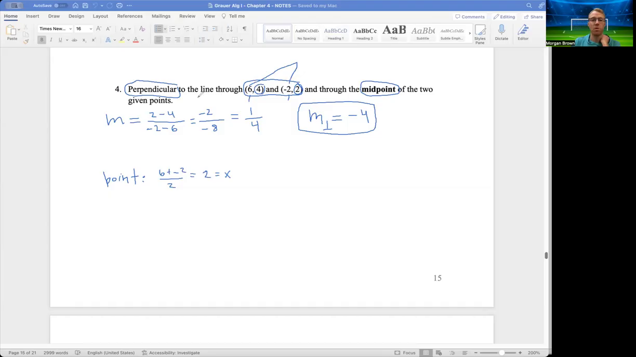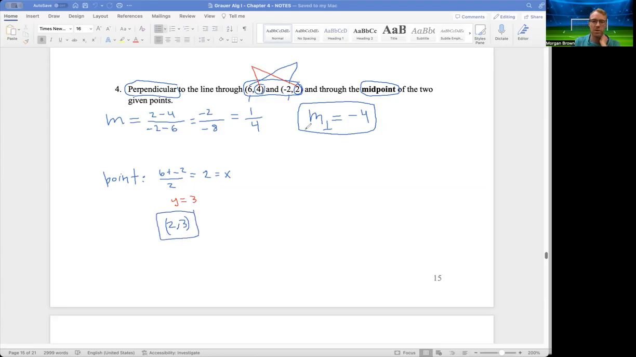And now for the y-coordinate, I'm going to do the same thing, but I'm going to say what's halfway between a 4 and a 2. And here, without showing any of the work, I think you can all hopefully agree halfway between 4 and a 2 is a 3. So my point that I'm going to use is going to be 2, comma 3. That's the midpoint of the 2 points that they gave us.